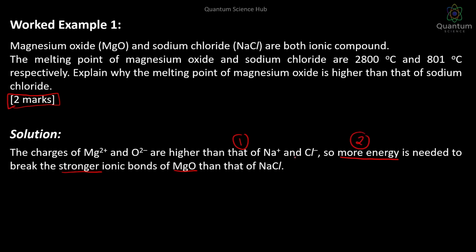And this is an example of an IGCSE past paper question for chemistry. Most of the students know how to answer this, but they only get 1 mark. Why? Because they only say the charges of Mg2+ and O2- are higher than that of Na+ and Cl-. That's all. Without saying more energy is needed to break the stronger ionic bonds, you cannot get the full marks.